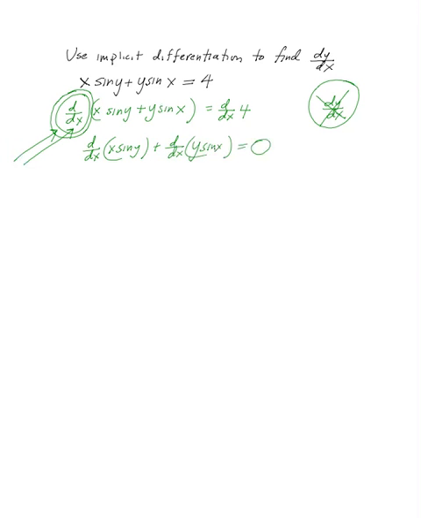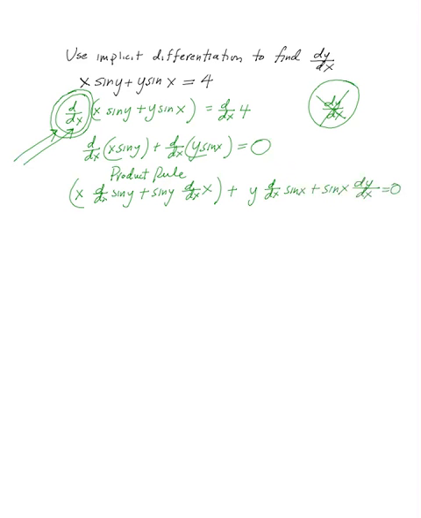Now, for each of these, x sine y and y sine x, I need the product rule because they are products. So the first times the derivative of the second plus the second times the derivative of the first. I'm writing my roadmap. The first times the derivative of the second plus the second times the derivative of the first.